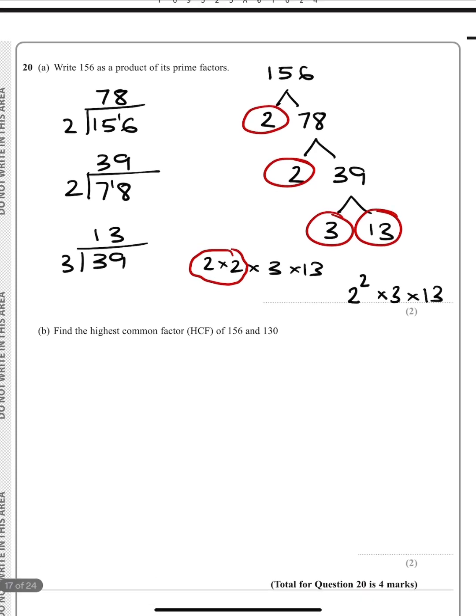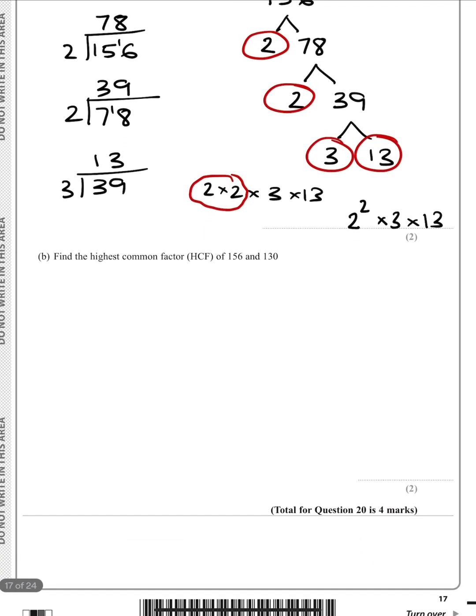Now moving on to part B, it says find the highest common factor of 156 and 130. So at this point, I am going to write down 130 also as a product of prime factors, which I have not done just yet. So 130 is also an even number, so I can divide that by 2. And that is going to be 65. I can divide 65 by 5, which is also a prime number.